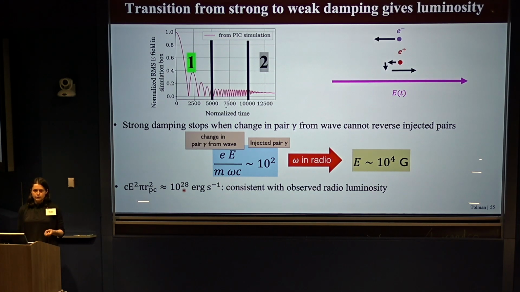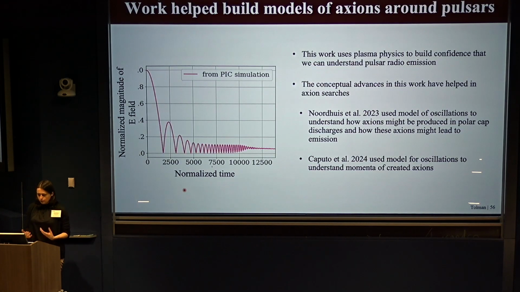So what we've done here is we've applied plasma physics to the study of pulsar radio emission, and we've developed an explanation for the radioluminosity. This work uses plasma physics to build confidence that we can understand pulsar radio emission. And the conceptual advances in this work have helped in Axion searches. One search used a model of oscillations from this paper to understand how axions might be produced in polar cap discharges and how these axions might lead to emission. Another paper used the model for oscillations to understand the momenta of the created axions in this process.